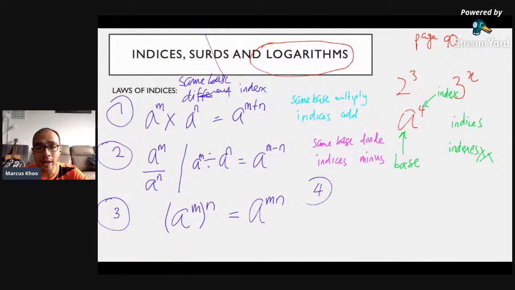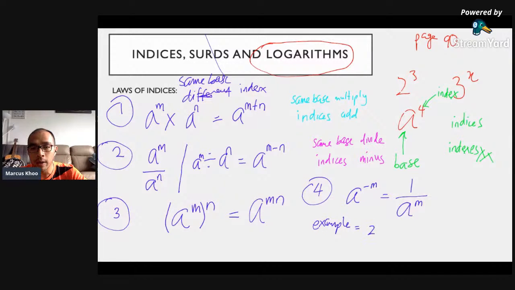which brings me to law number 4, which is not really a law, actually. So, a to the power of negative m equals 1 over a to the power of m. As an example, 2 to the power of negative x is equal to 1 over 2 to the power of x. Or another example would be 3a to the power of negative 2.